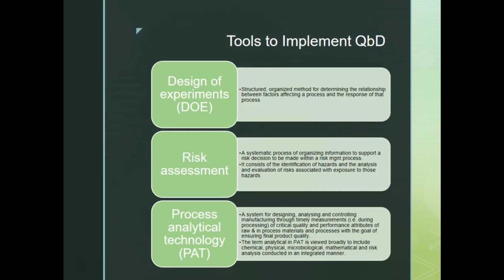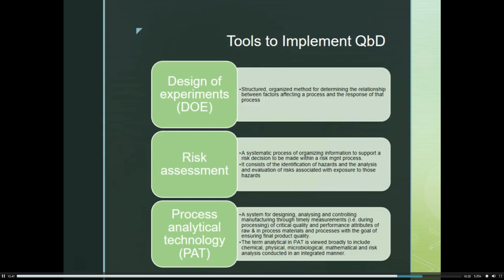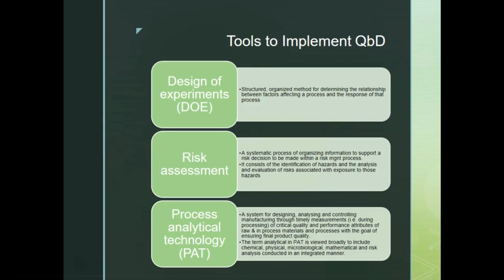And finally, PAT, process analytical technology, is a system for designing, analyzing and controlling manufacturing through timely measurements, which is normally measurements taken during the process or in real time, of critical quality and performance attributes of raw material and in-process materials, as well as process streams, with the goal of ensuring final product quality is achieved. The term analytical in PAT is viewed broadly to include chemical, physical, microbiological analysis conducted in an integrated manner.